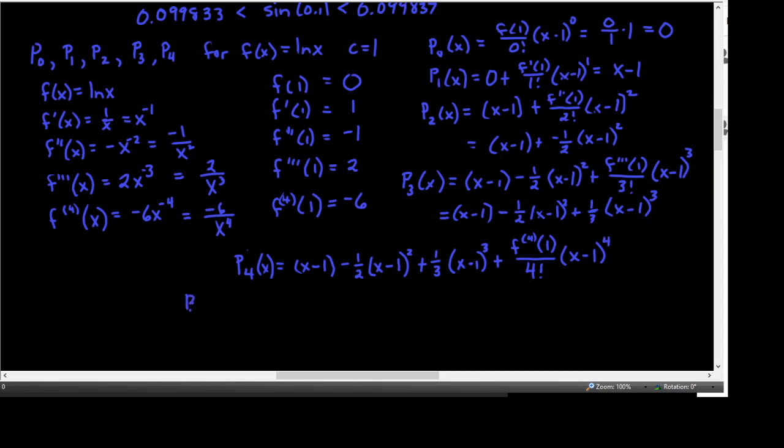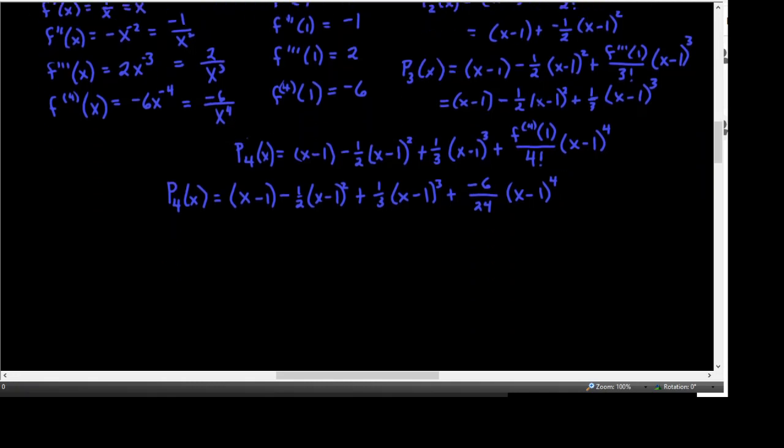Okay, so p sub 4 of x, my pen kind of garbled a little bit. Let me try again. So p sub 4 of x is x minus 1 minus 1/2 (x minus 1) squared plus 1/3 (x minus 1) cubed plus, okay, so the fourth derivative of our function evaluated at 1 is negative 6. 4 factorial is 24. This time I'm writing it out instead of doing it all in my head so that you can follow this last one really, really well.